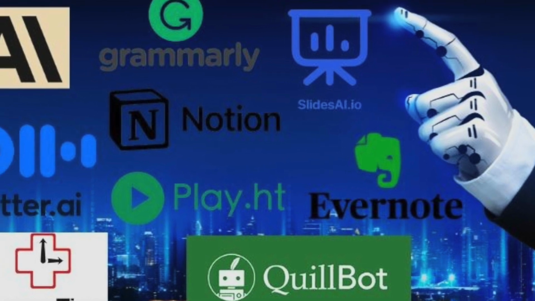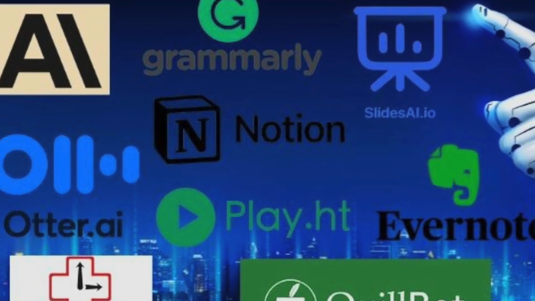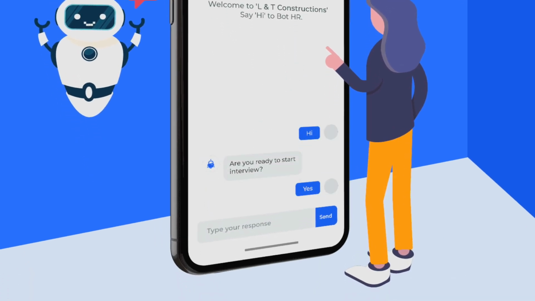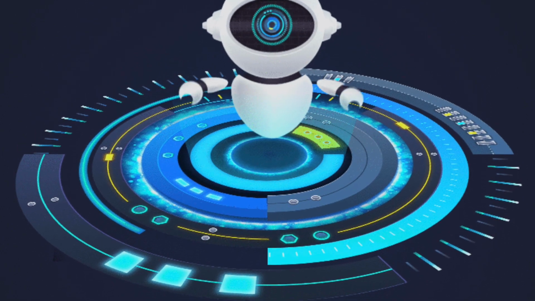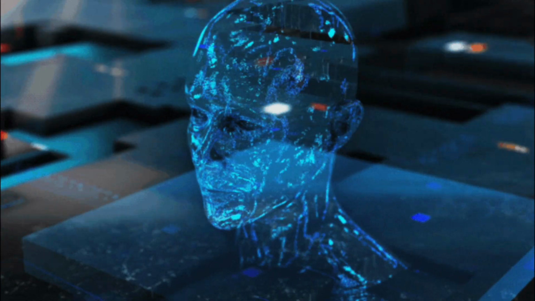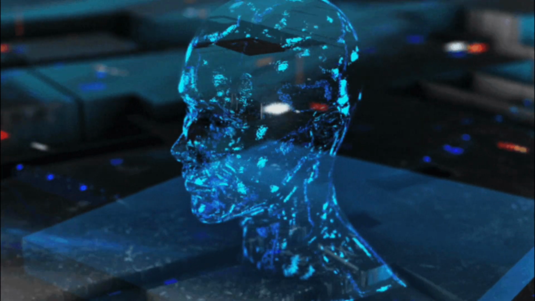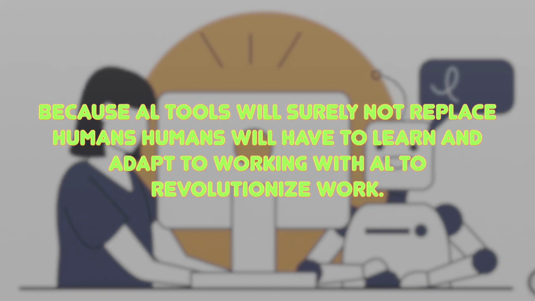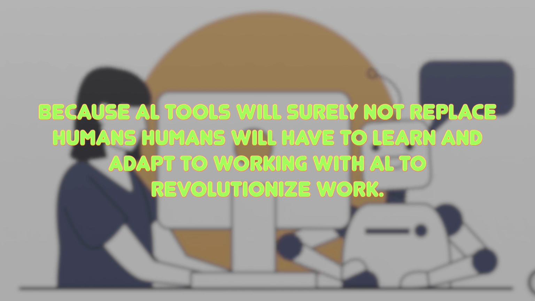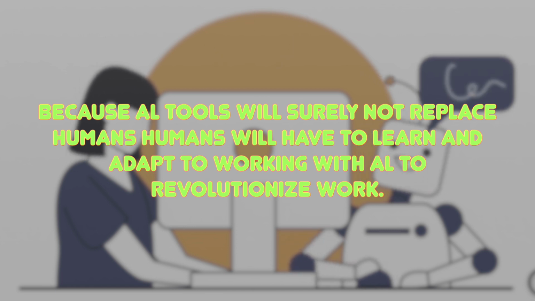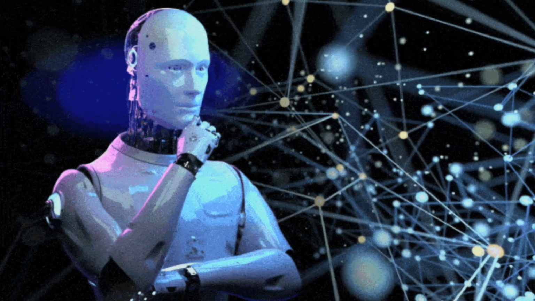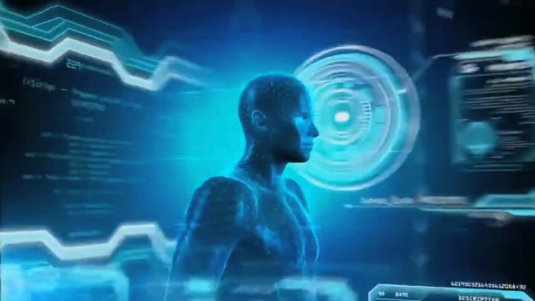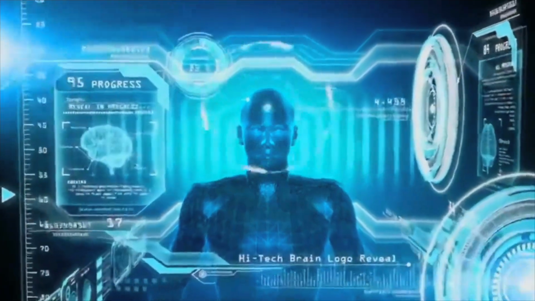These 10 tools are just examples of the 10 areas where you can use automation and artificial intelligence. Yeah, the world of work is transforming, and this trend will surely increase in the coming future. So, don't think you can escape from these AI tools or the use of automation in your work. Because AI tools will surely not replace humans, humans will have to learn and adapt to working with AI to revolutionize work. After all, AI allows for the reduction of mundane tasks and increases collaboration and creativity in workplaces.